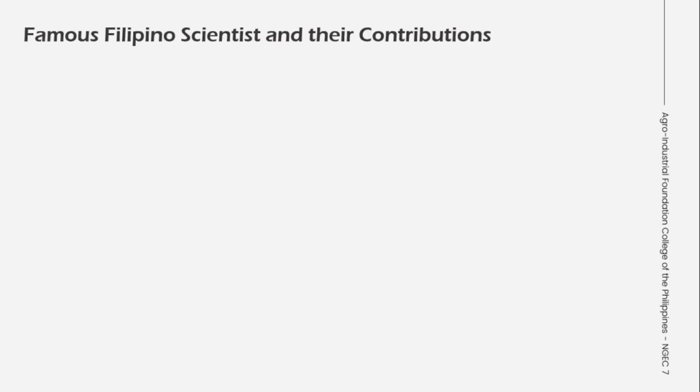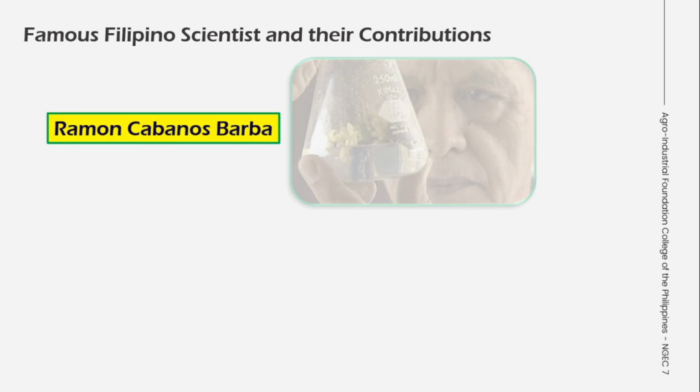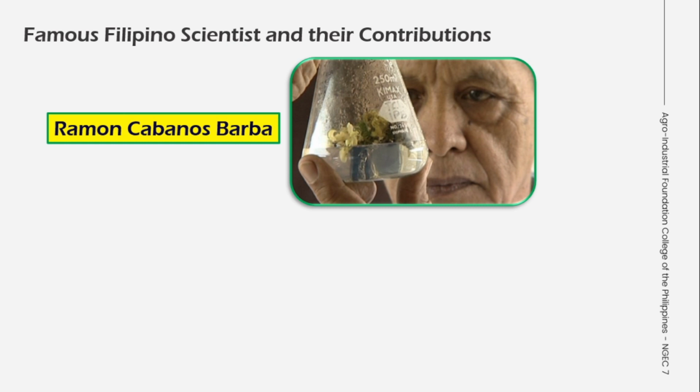So mango season starts in the month of March and ends in June in the Philippines. So from March up to June. Thanks to the discovery of scientist Ramon Cabanos Barba, that sweet, soft, and juicy yellow fruit will now be available all year round, as he invented a way to induce flowering in mango trees regardless of season.